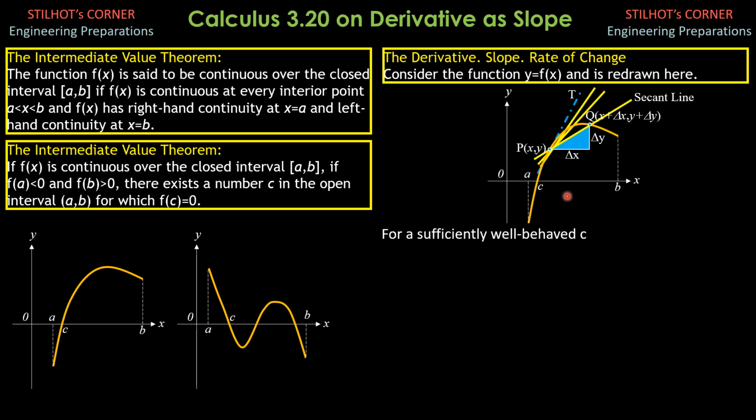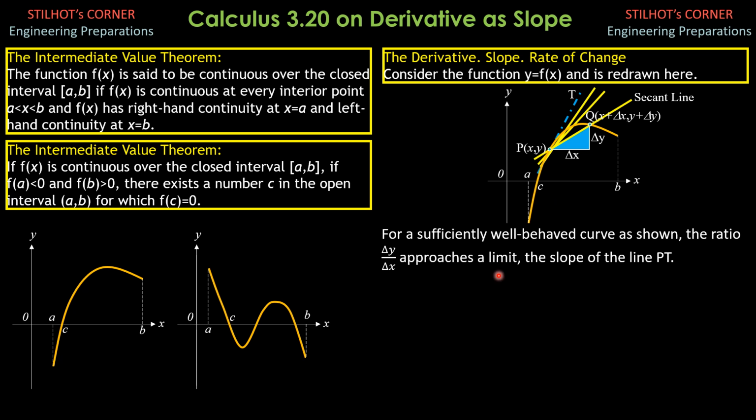So for a sufficiently well-behaved curve, as shown, the ratio delta y over delta x approaches a limit, and that limit is the slope of the line PT, which is the slope of the tangent PT. A tangent line, by the way, is a line that touches the curve at only one point, and that point is called the point of tangency.